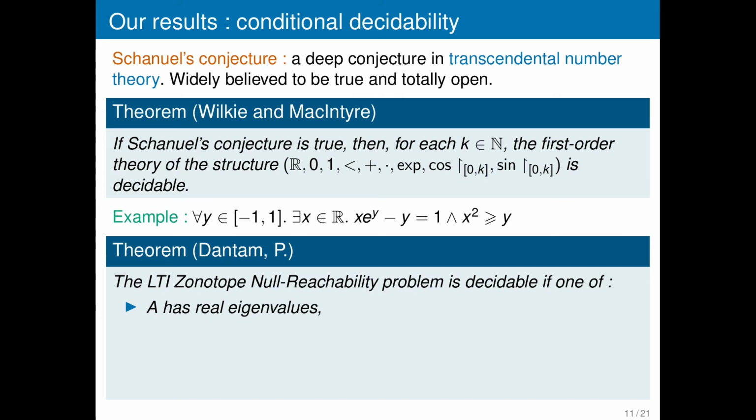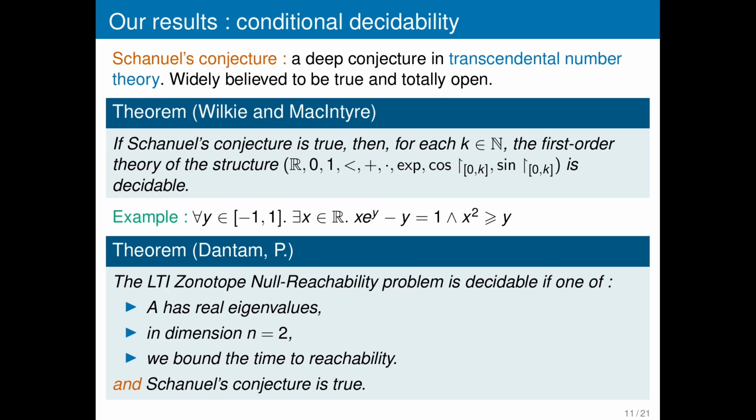It turns out that this theorem is extremely powerful because it allows us to show that the problem is decidable in many more cases, namely when A has real eigenvalues, in dimension 2 in all cases, and finally in the very important special case where we bound the time to reachability. This, of course, assumes that Schanuel's conjecture is true. However, let me say that we do not need to know the solution to Schanuel's conjecture in order to write the algorithm. Only the termination proof of the algorithm relies on the conjecture.